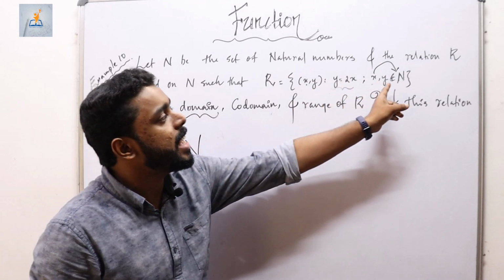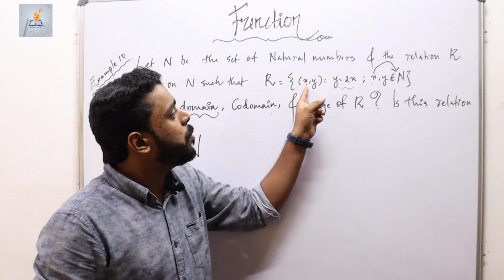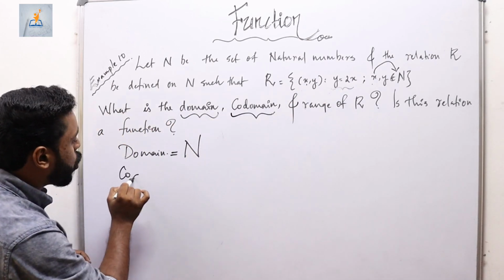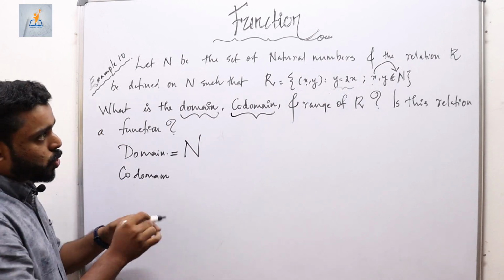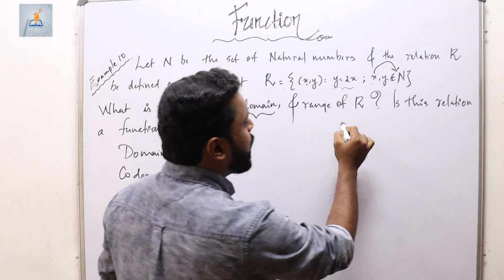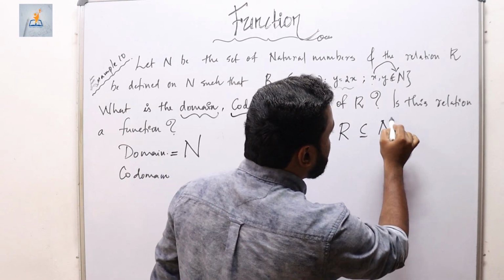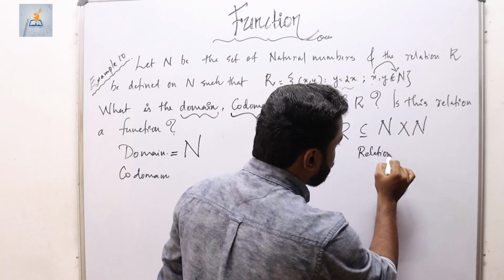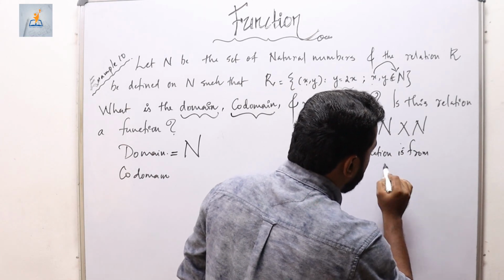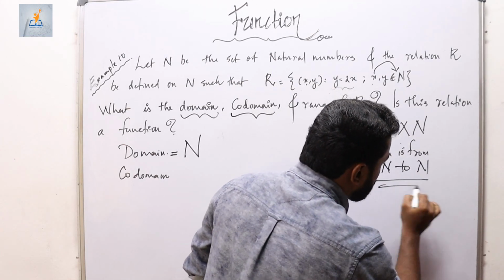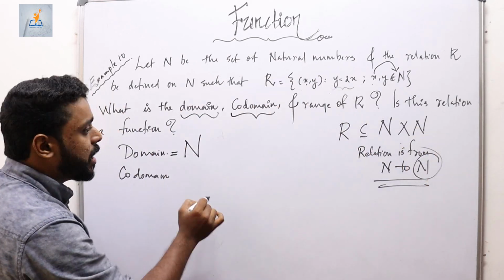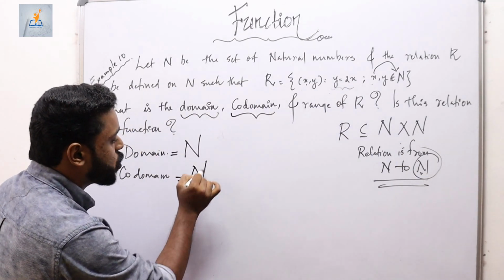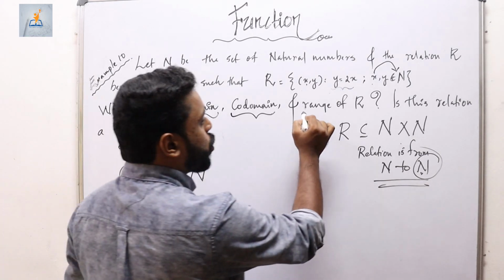n, because each and every element in n can be the first element of this ordered pair. Now we shall look at the codomain. See, codomain is the original set to which the relation is mapped. We know that this relation is a subset of n cross n, isn't it? That is, the relation is from n to n, isn't it? So the codomain is nothing but the original set to which the relation is mapped, and therefore codomain is also nothing but N.